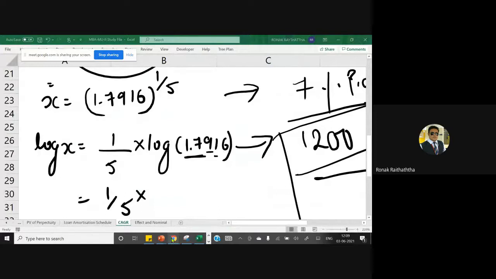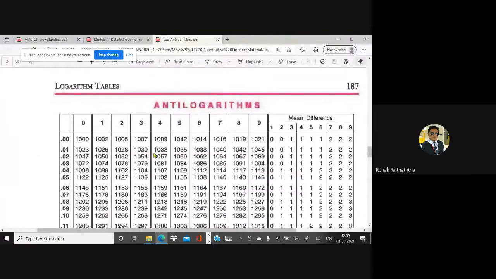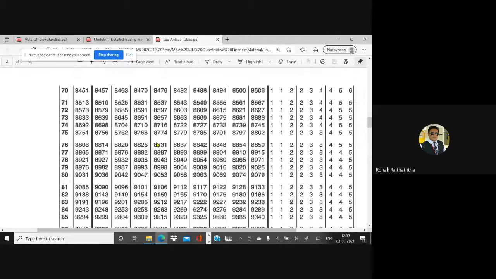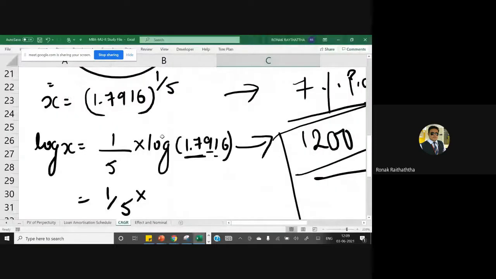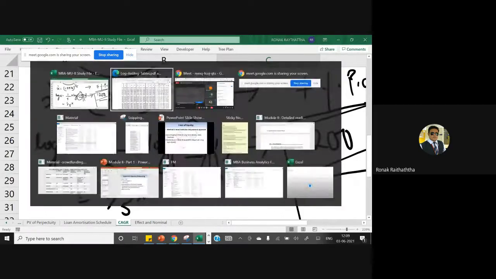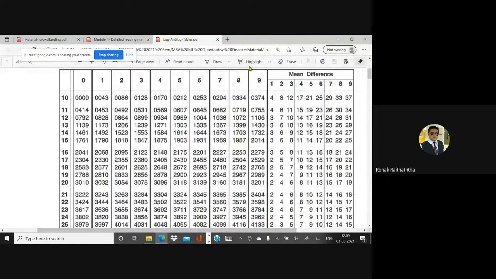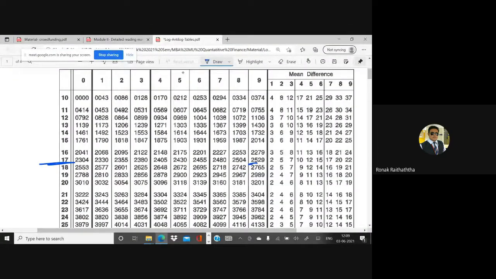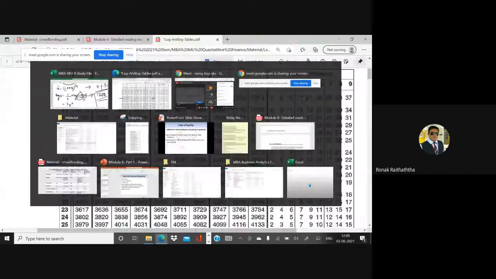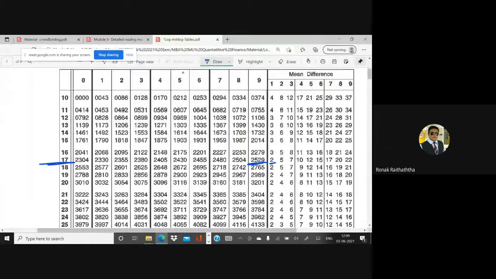अरे ओ लोगेरिथम टेबल खुल जा सिम सिम। आए आए आए लोगेरिथम टेबल में आए। So we'll be taking it for the first digits, the value of 9's table and 1's mean difference. So 17 we have got over here, 9's value we have got over here, and the mean difference of 1 is over here. In this, 2529 I have got, I'll be adding 2, so that would be 2531.